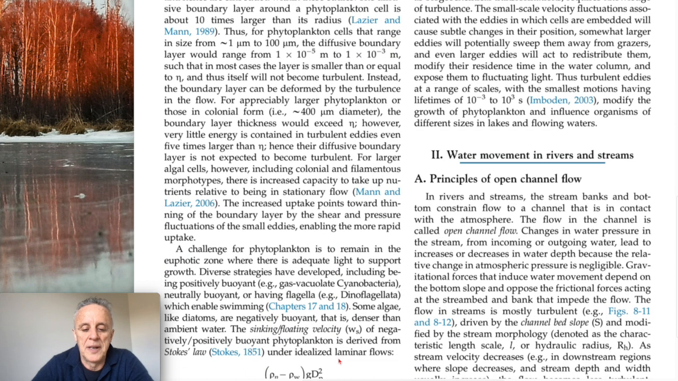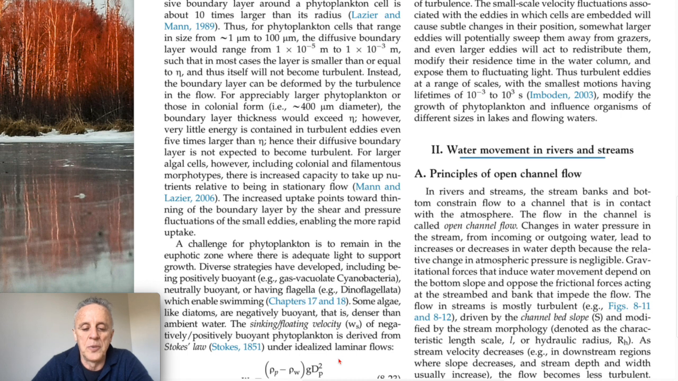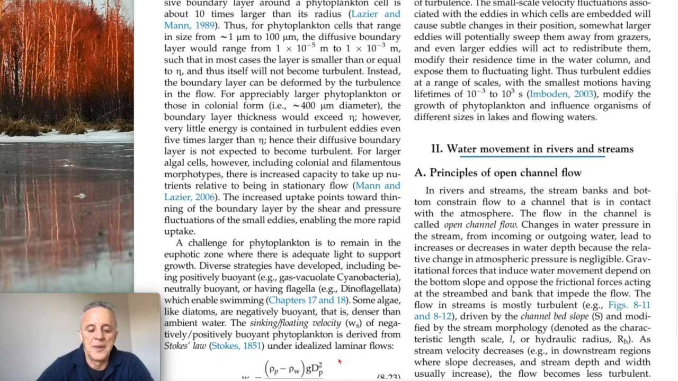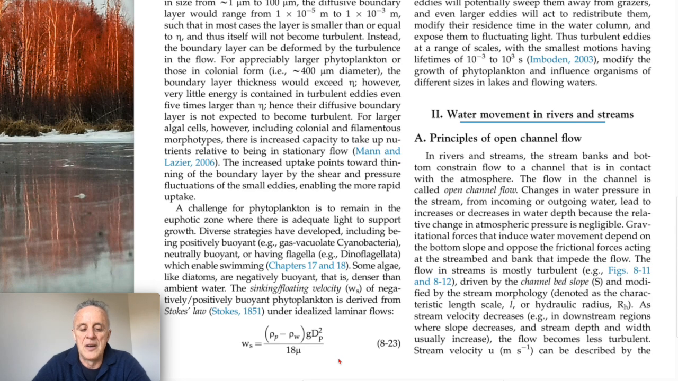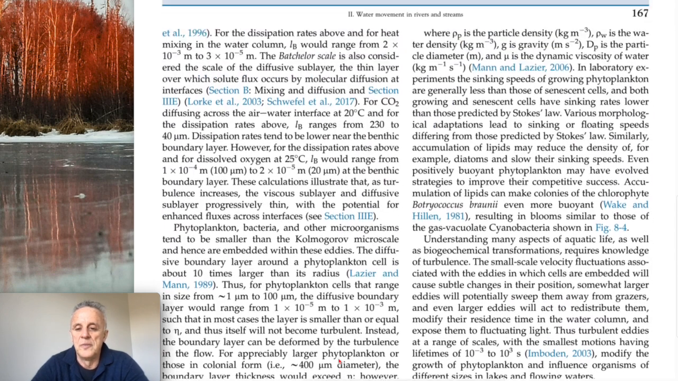A challenge for phytoplankton is to remain in the euphotic zone where there is adequate light to support growth. Diverse strategies have developed, including being positively buoyant, neutrally buoyant, or having flagella. Some algae, like diatoms, are negatively buoyant, that is denser than ambient water. The sinking or floating velocity of negatively or positively buoyant phytoplankton is derived from Stokes' law.